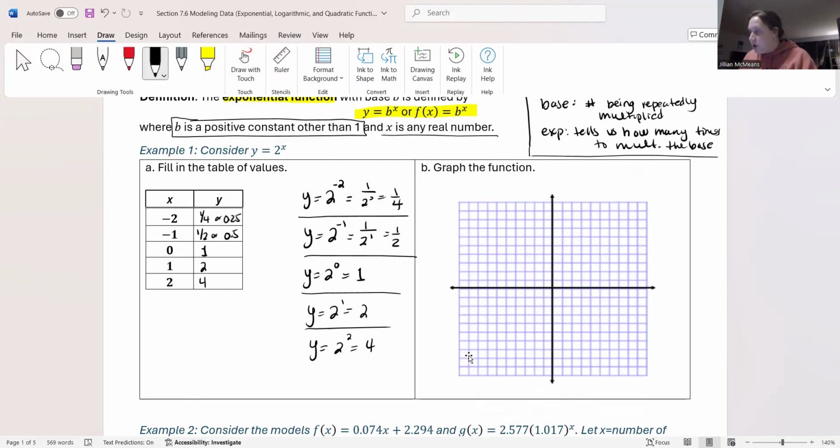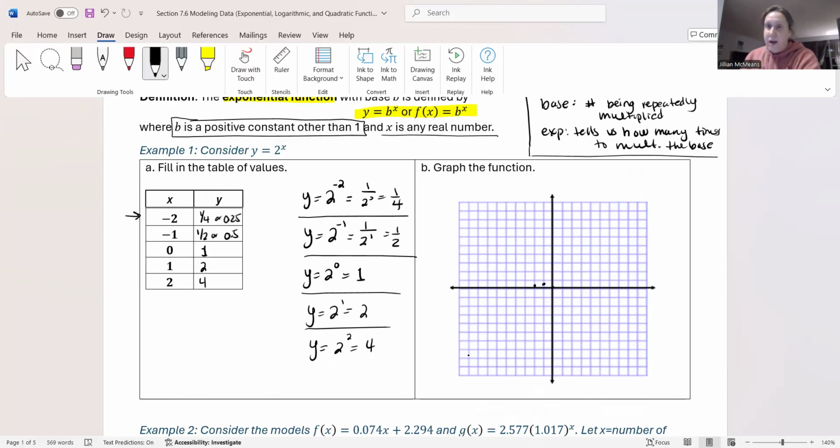All right, so let's plot these points. We're going to start at the top of our table and go down. So when x is -2, we're saying y has to be 0.25. So at the origin, I go to the left 2 and then up just a quarter. Okay? And then when x is -1, y has to be 0.5. So at the origin, I go to the left 1 and up halfway.